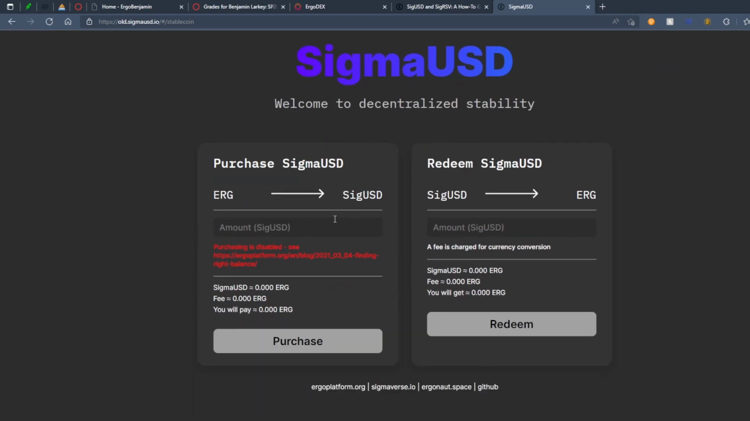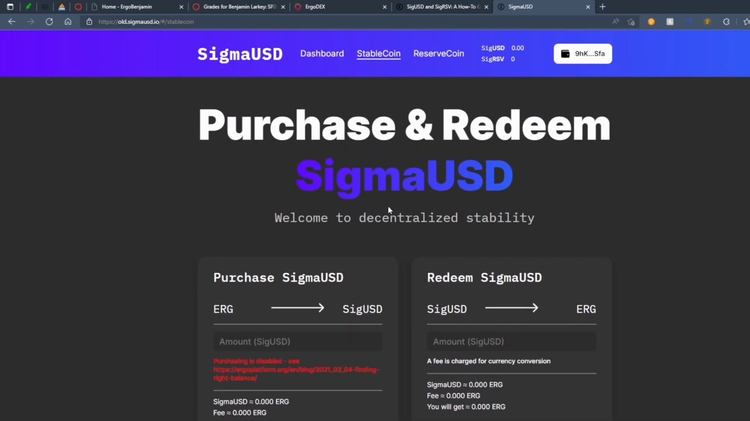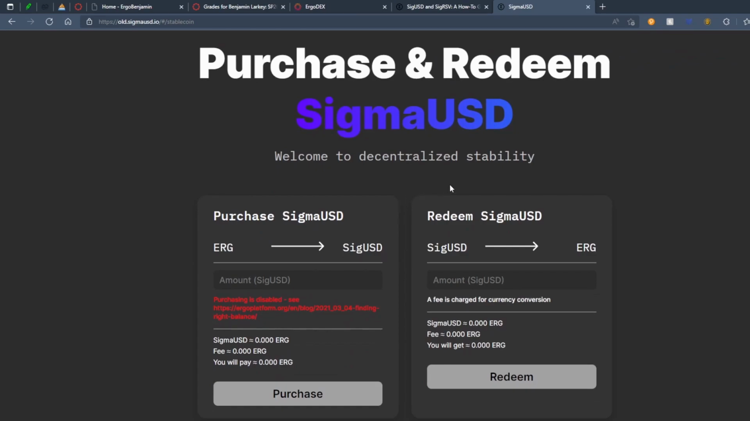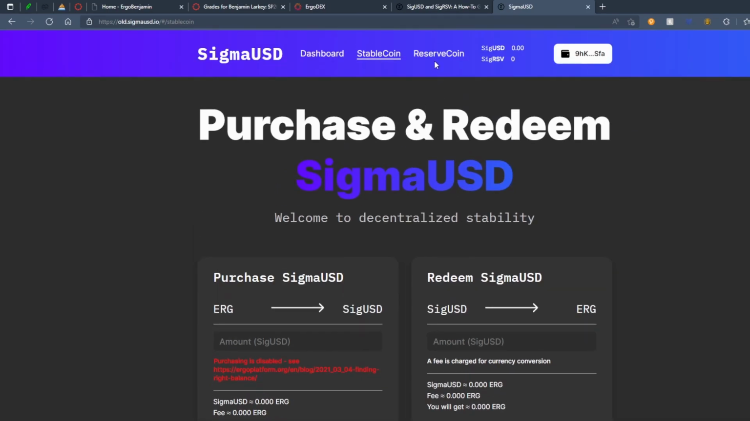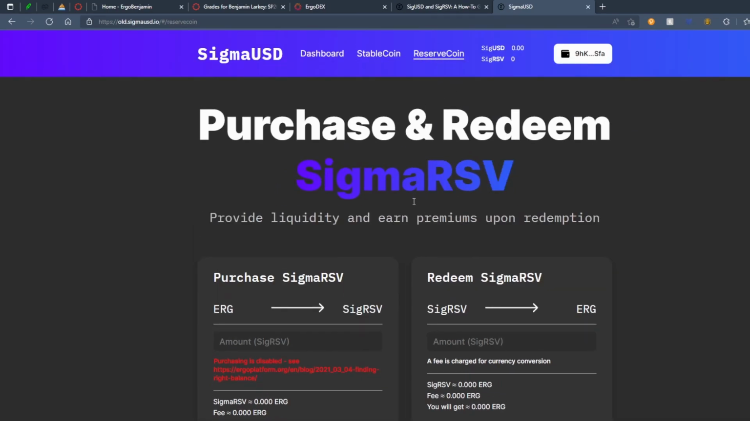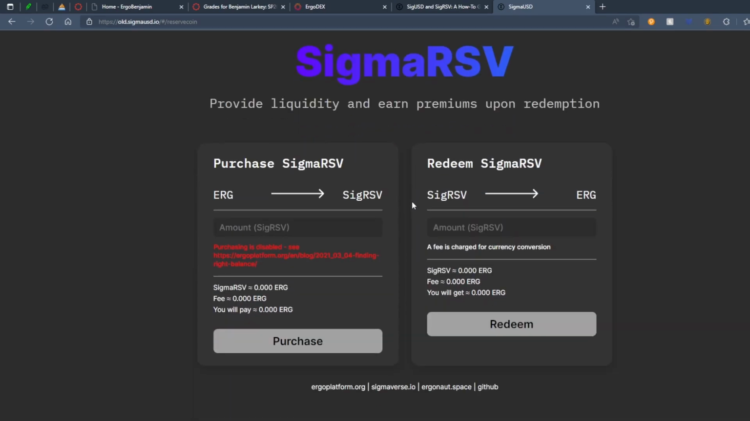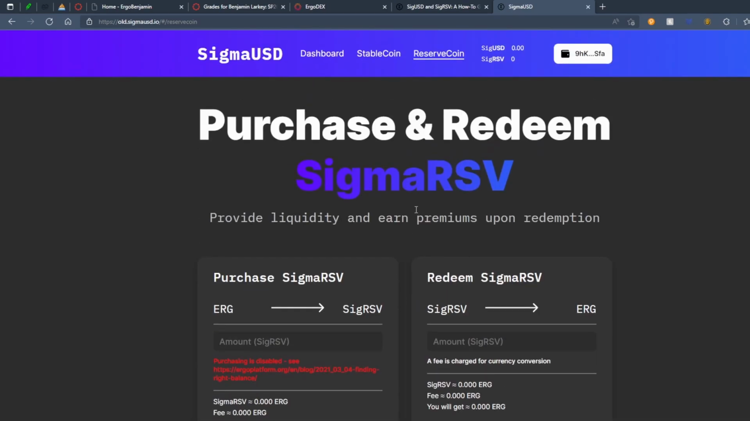And this is a stablecoin, right? Like it says, decentralized stability. So a stablecoin basically backed by Ergo. I think that's kind of cool, given the fact that Tether is a total mess, apparently, I guess half the time or more than half the time.